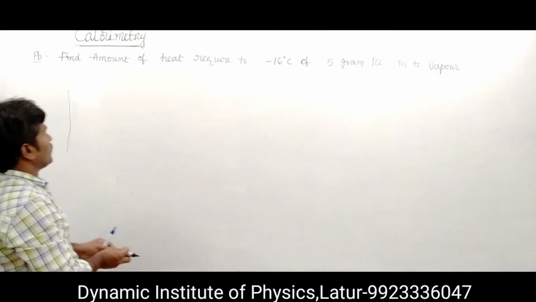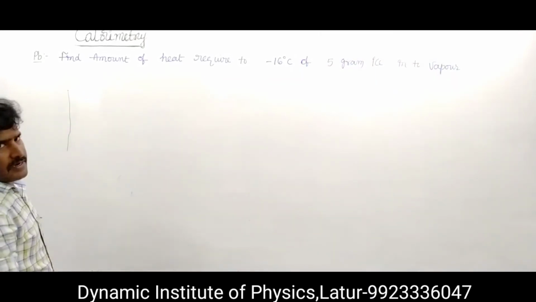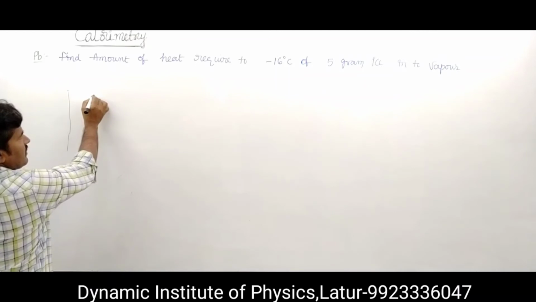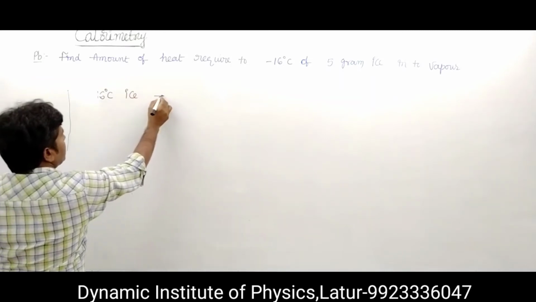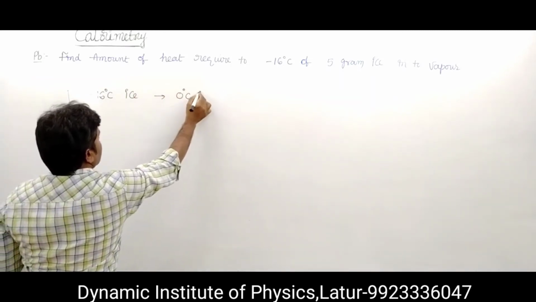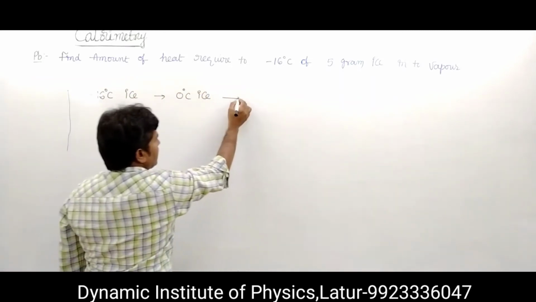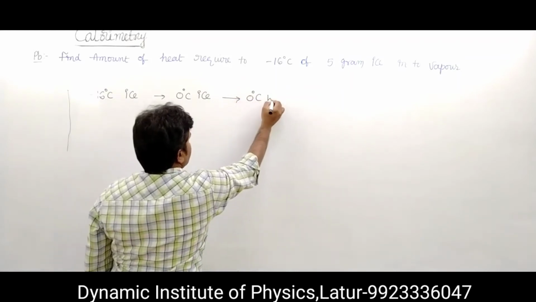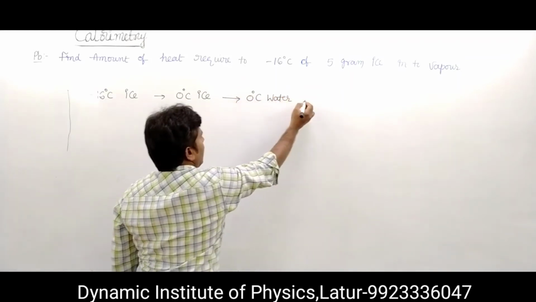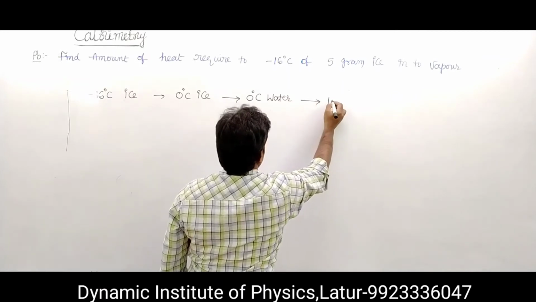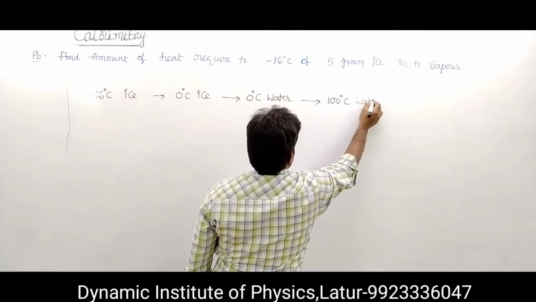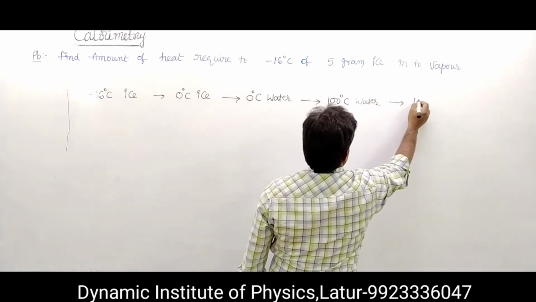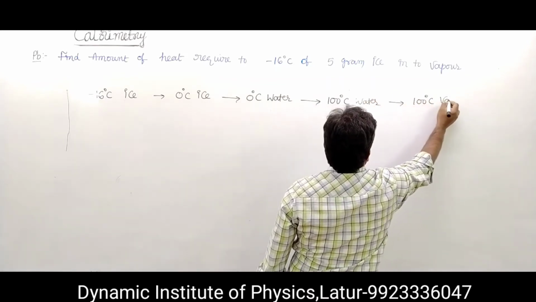Ice converted directly into vapor is not possible. So minus 16 degrees centigrade ice is converted into 0 degree centigrade ice, and 0 degree centigrade ice is converted into 0 degree centigrade water. Again 0 degree water is converted into 100 degree centigrade water. Again 100 degree centigrade water is converted into 100 degree centigrade vapor.